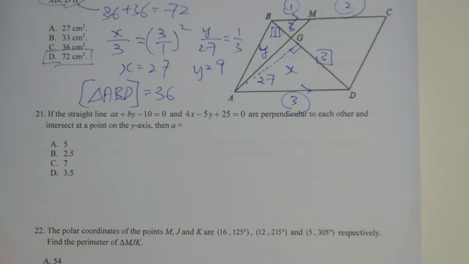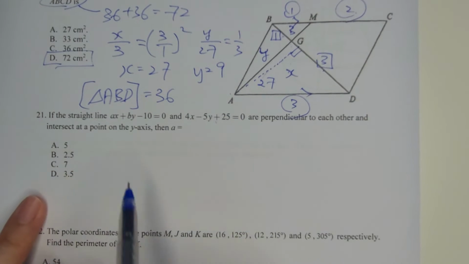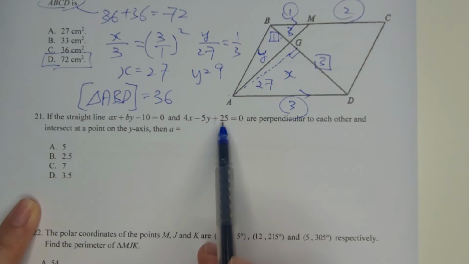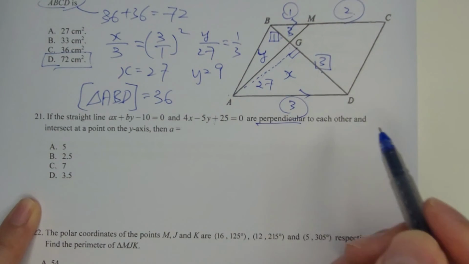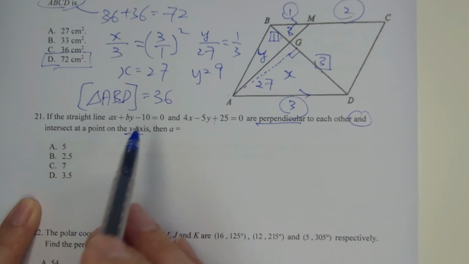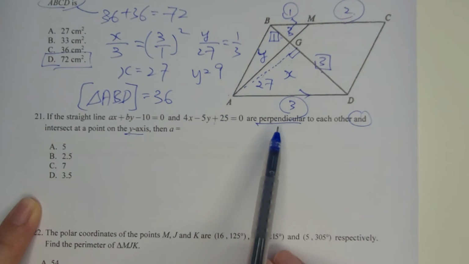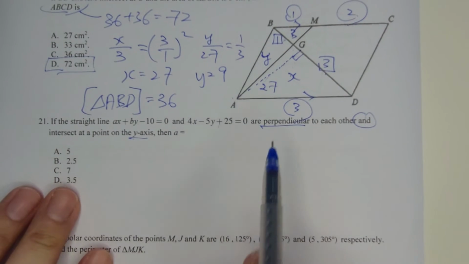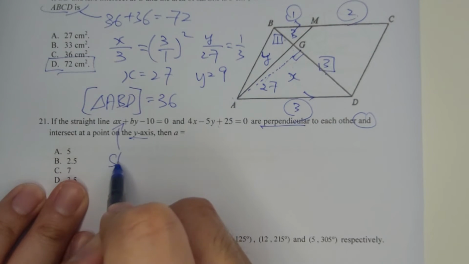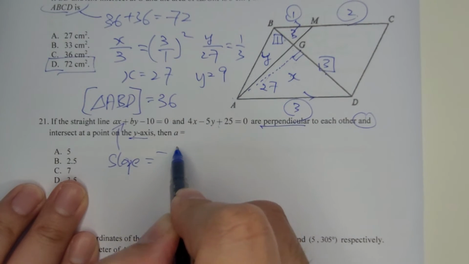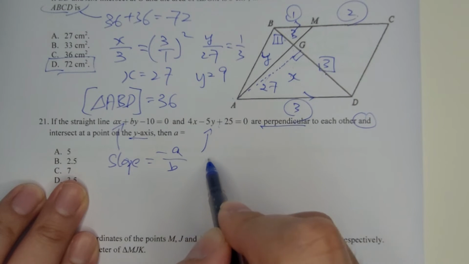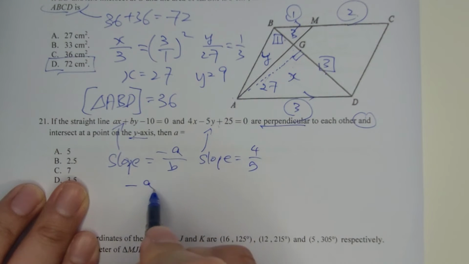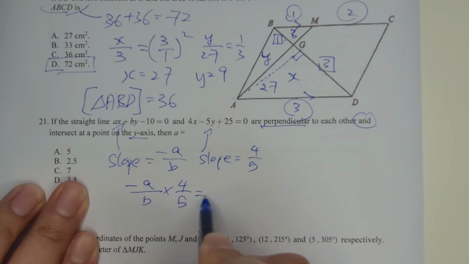Okay, go to question number 21. A straight line ax plus by minus 10 equals 0 and another straight line 4x minus 5y plus 25 equals 0 are perpendicular to each other, and also intersect at a point on the y-axis. Then find A. When you look at this word perpendicular, that means the product of their slopes is -1. So find the slope. The slope would be negative A over B, and this slope will be 4 over 5. So negative A over B times 4 over 5 equals -1.